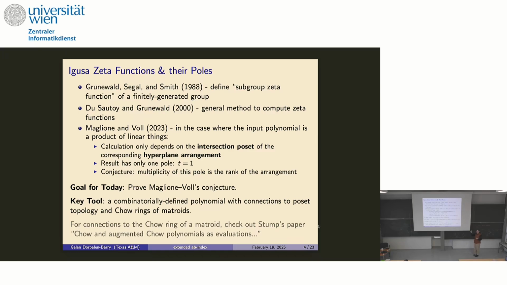And after we wrote this paper, Christian Stump realized that there's actually a connection between these polynomials that we've seen before and Chow rings of matroids. These are having a little bit of a moment right now, so I want to shout out, if you're interested in them, check out Christian's paper. It has quite a long title, but the first couple words are Chow and augmented Chow polynomials as evaluations, and then it talks about this extended AB index. I'll tell you about it.